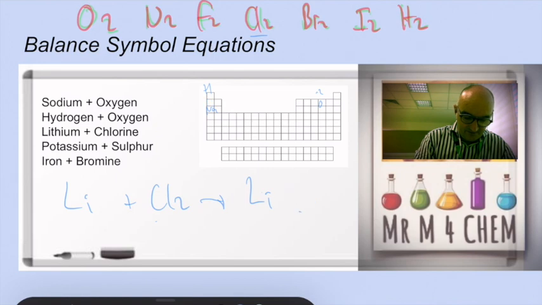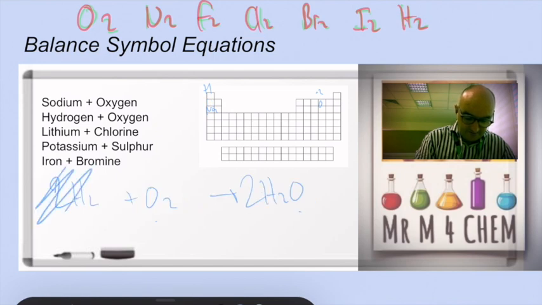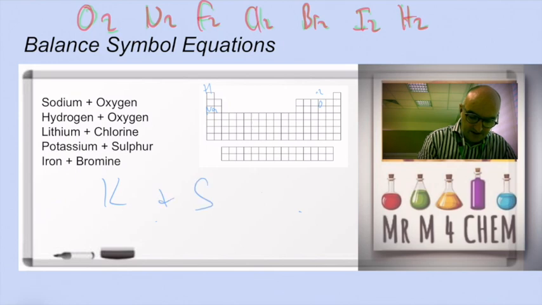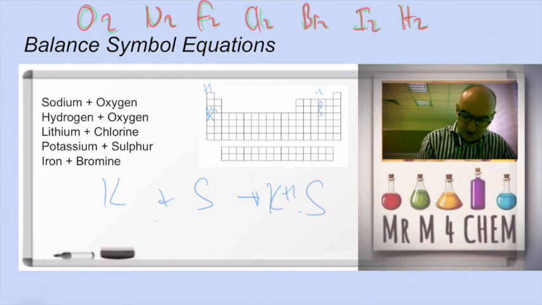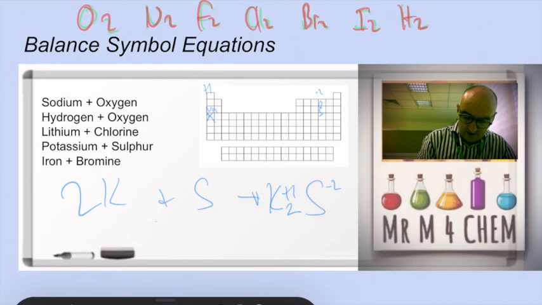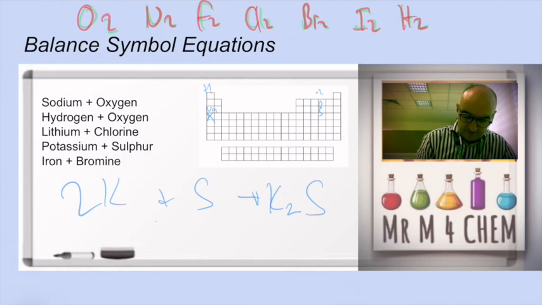So that's that one. And the next one we're going to do is potassium and sulfur. There we go. Let's have blue again. So K plus S. Potassium is there, so that's K, that's +1. Sulfur's under the oxygen, so that's -2. So it's K2S. 2K plus S will make 1 molecule of K2S, potassium sulfide.